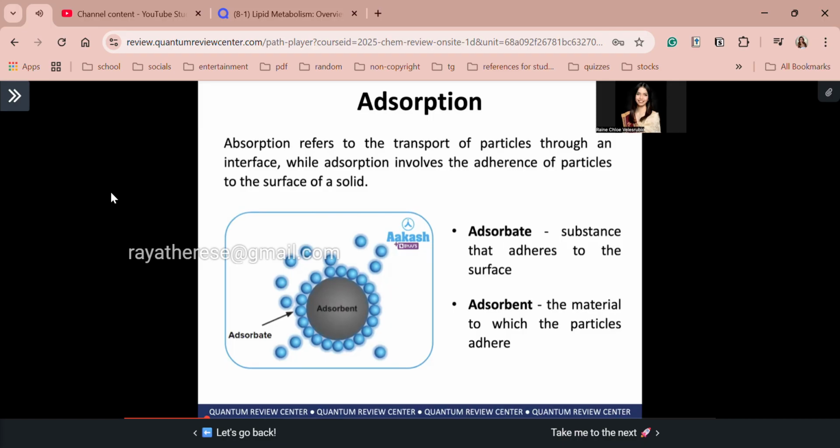Okay? So, since adsorption, guys, is a surface phenomenon, as the surface area of your adsorbent increases, edi yung amount of adsorbate getting attached to the surface of the adsorbent also increases. Therefore, adsorption increases as surface area increases. Okay? Meron din tayong tinatawag na desorption. Desorption is the process of removing an adsorbed substance, that is your adsorbate, from the adsorbent, or from the surface on which it is adsorbed.